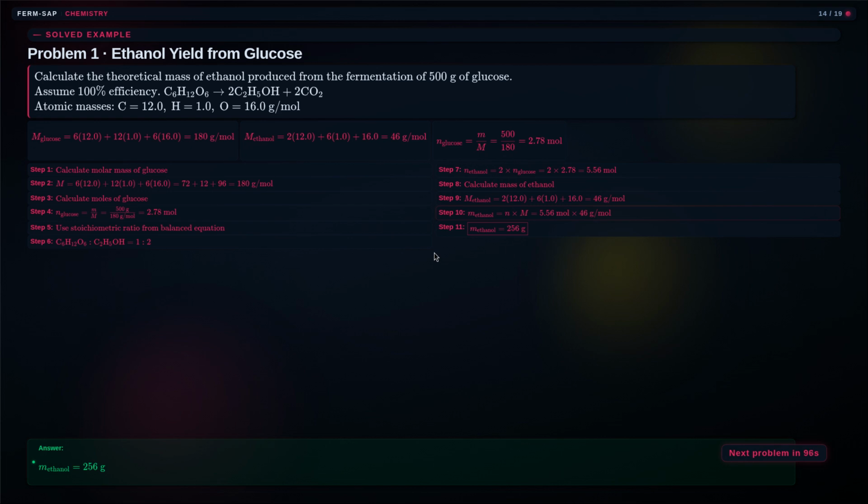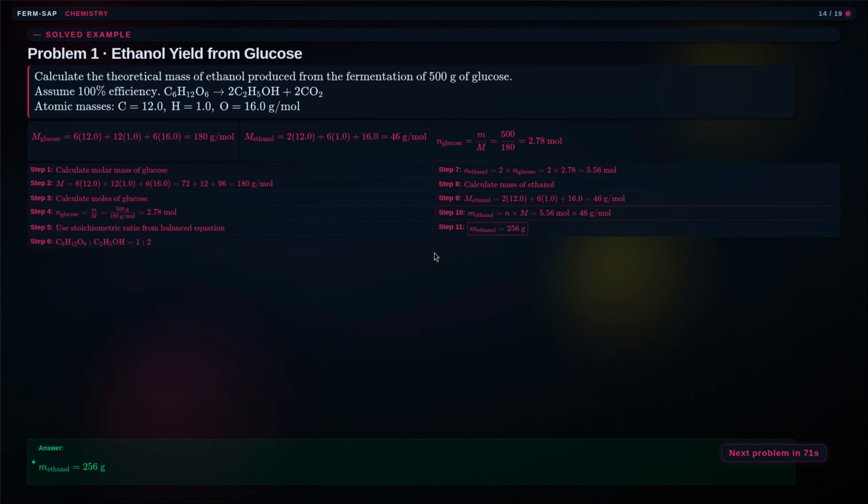Step 1. Calculate the molar mass of glucose. 6 carbons times 12 plus 12 hydrogens times 1 plus 6 oxygens times 16 equals 72 plus 12 plus 96, which is 180 grams per mole. Step 2. Calculate moles of glucose. 500 grams divided by 180 grams per mole equals 2.78 moles.